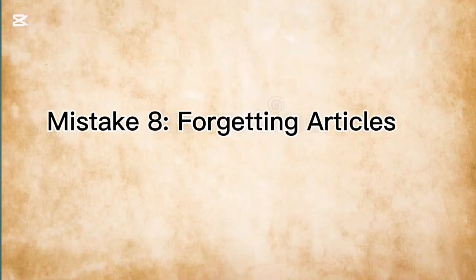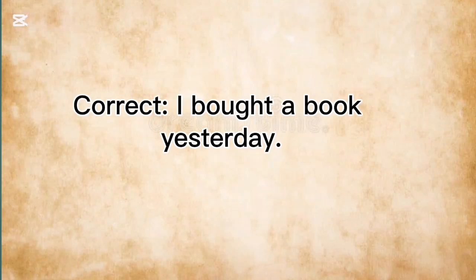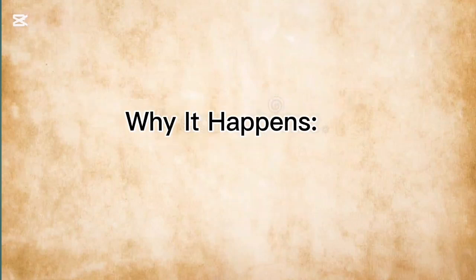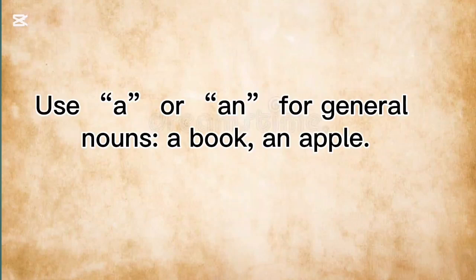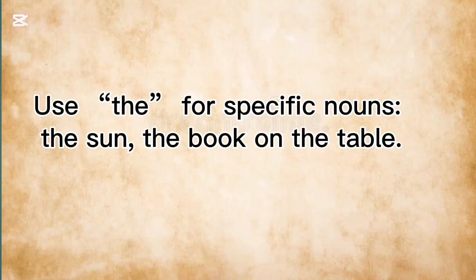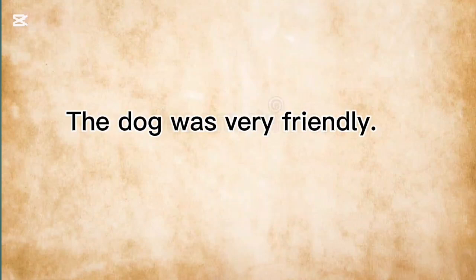Mistake 8. Forgetting articles. Wrong: I bought book yesterday. Correct: I bought a book yesterday. Why it happens? Some languages do not use articles like a, an, the. Fix. Use a or an for general nouns: a book, an apple. Use the for specific nouns: the sun, the book on the table. Practice. I saw a dog in the park. The dog was very friendly.